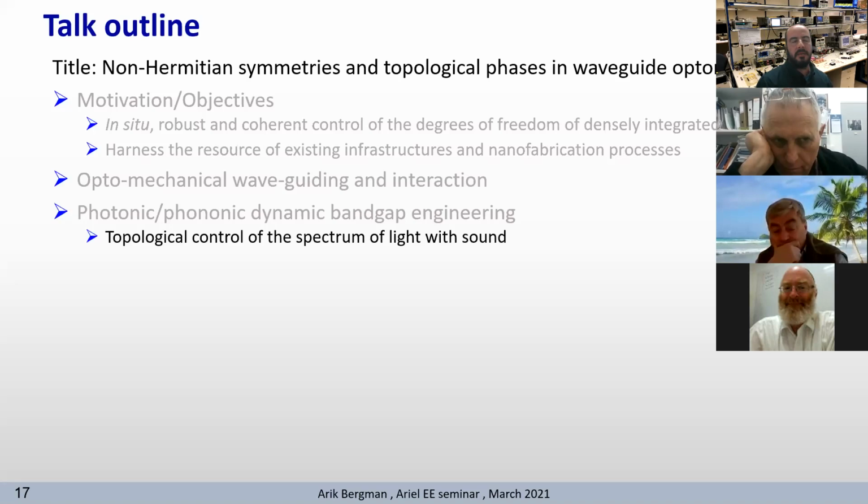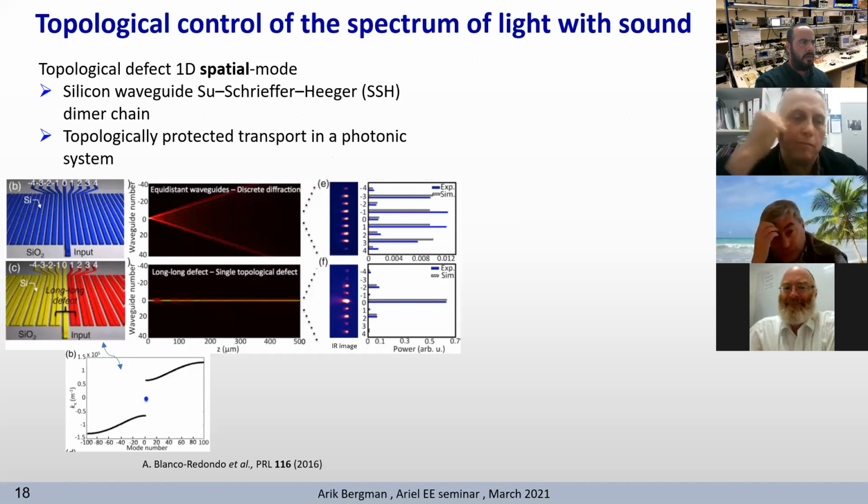Let's take a look at some specific examples where we create synthetic gauge fields for photons using optomechanics in standard waveguide geometries. The simplest model to realize topological defect states in one dimension is the SSH dimer chain that was originally used to describe the dimerization of a polyacetylene chain with open boundary conditions. In this example, you see they realize topologically protected transport in a photonic system. They show that a topological defect can exist at the interface between two silicon waveguide dimer chains with different topological invariants.